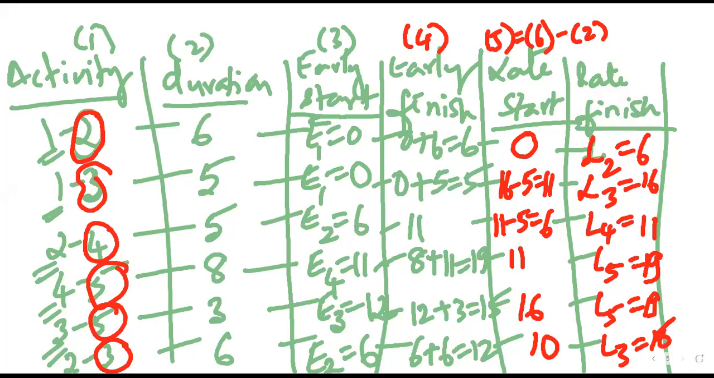Calculate the free float for activity 1-3. Free float, okay, not the total float. I think total float is easy. So whatever we have calculated, I think everyone is getting the same answers. Is it right? Just going ahead.